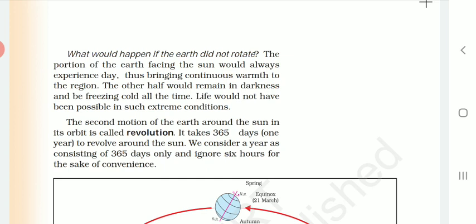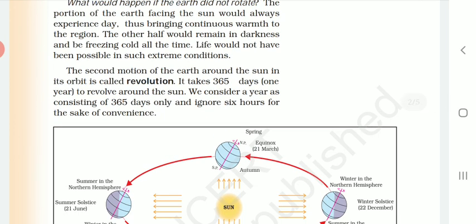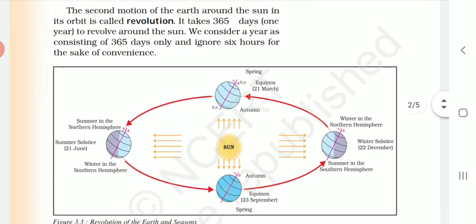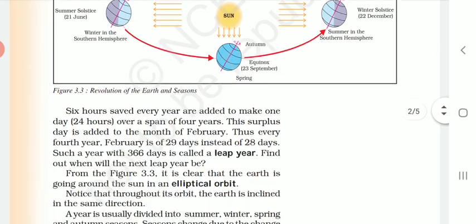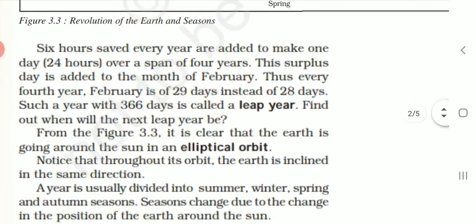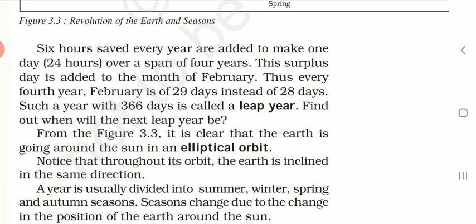Then we have seen the second motion of the earth around the sun in its orbit is called revolution, and it takes 365 days to complete 1 year. As well as we have understood the concept of leap year, how the leap year has 29 days instead of 28 days in the month of February.